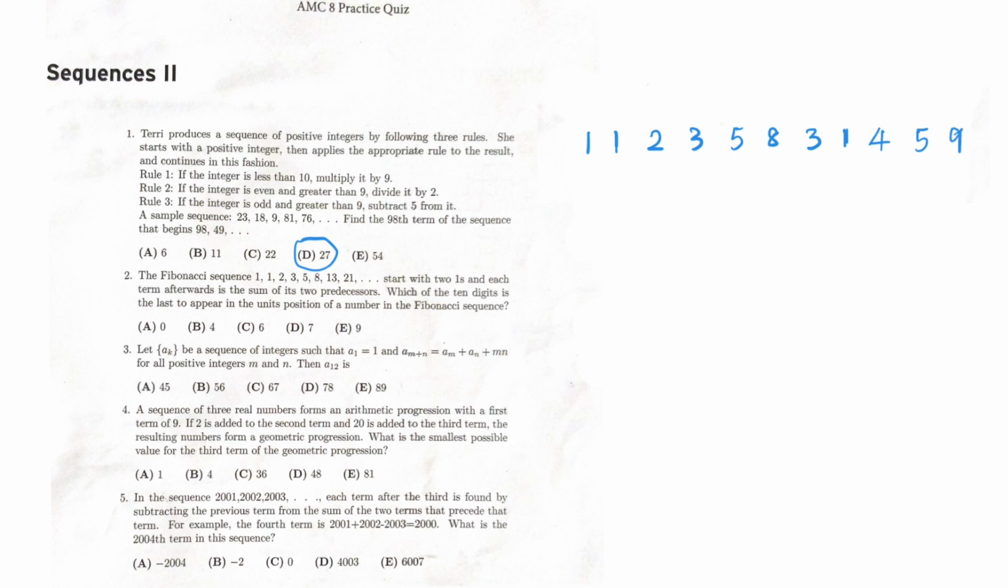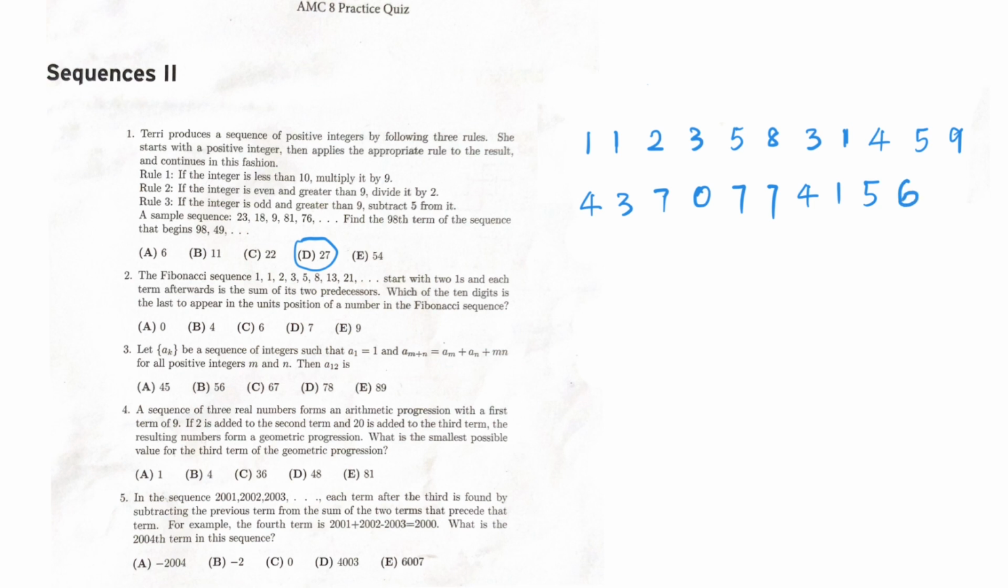5 plus 9, that's 4. 4 plus 9, that's 3. 3 plus 4, that's 7. 3 plus 7, that's 0. 7 plus 0 is 7. And 0 plus 7 is 7. 7 plus 7 is 4. 4 plus 7, that's 1. 1 plus 4, that's 5. 5 plus 1, that's 6.